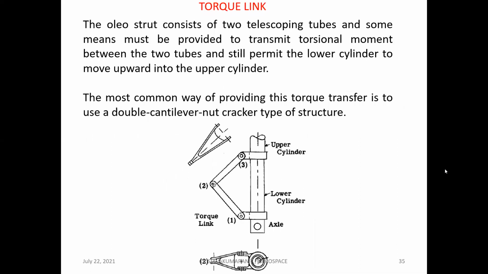The oleo strut consists of two telescoping tubes, and some means must be provided to transmit torsional moment between the two tubes and still permit the lower cylinder to move upward into the upper cylinder. The most common way of providing this torque transfer is to use a double cantilever nutcracker type of structure.